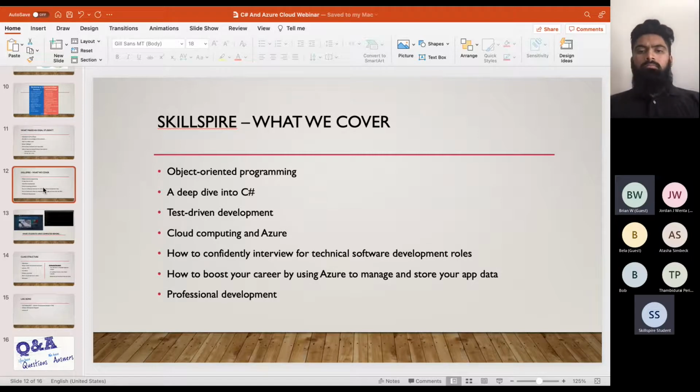And then we do test-driven development, so that's kind of where the role comes in, where you can apply for a tester. And then we do cloud computing and Azure. We talk about technical and behavioral interview roles and how to prepare for that. We talk about Azure and app data, and then professional development is also what we talk about, like resume building, cover letters, things like that.